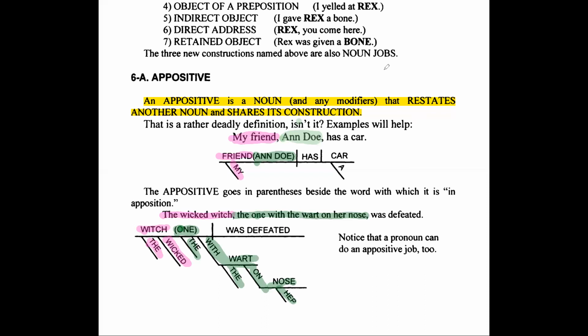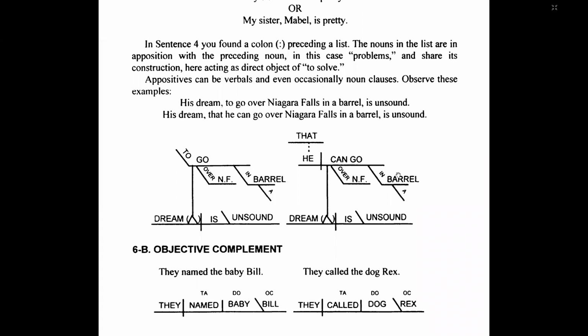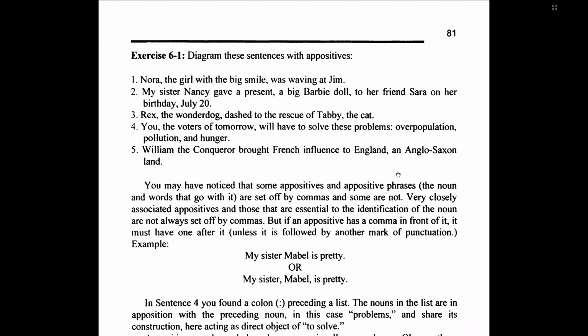So it's pretty easy, I think. Now let's go on. So if we go to 6.1, diagram these sentences with appositives.